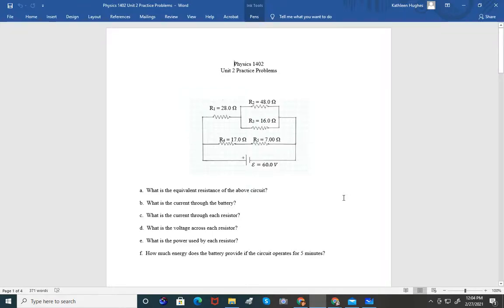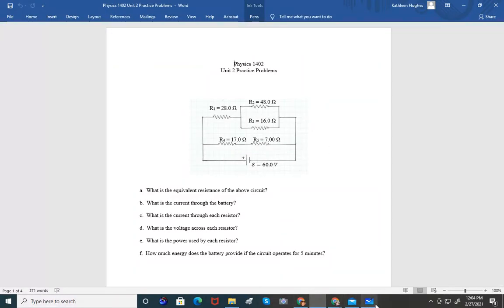Okay, in this video, I'm just going to work through the practice problems for the Unit 2 test. And here's the first problem. I ask a lot of questions. I promise you on the test, I might have a similar circuit, but I wouldn't ask you to find near as much information. But I just felt it would be good to be able to find almost anything you wanted to be able to find about this circuit.